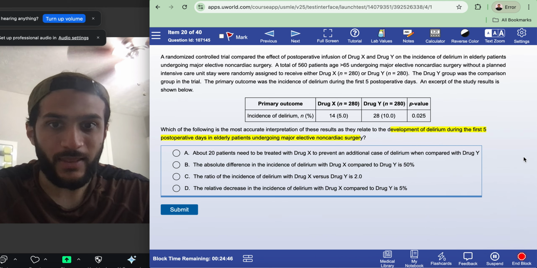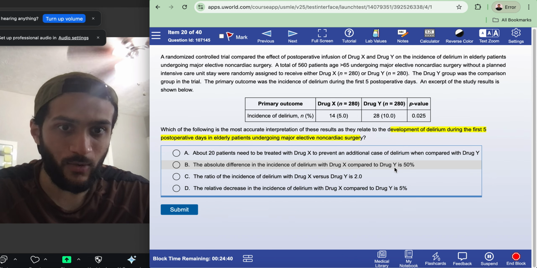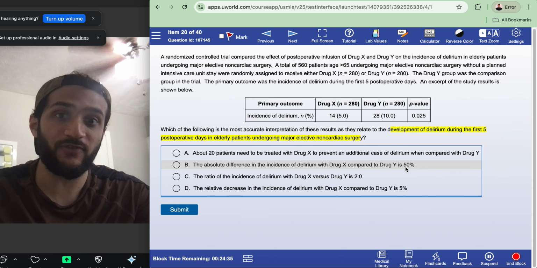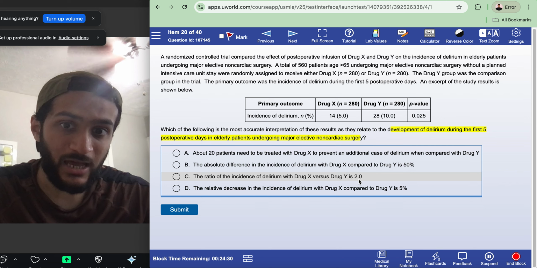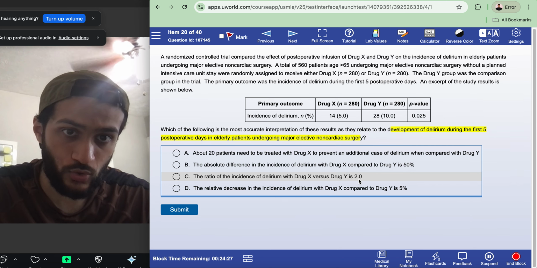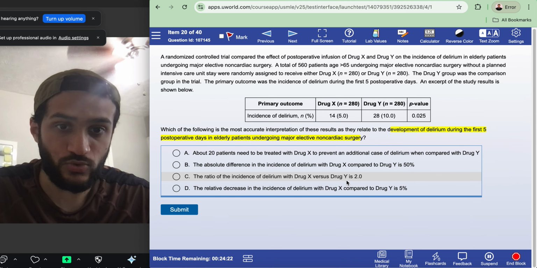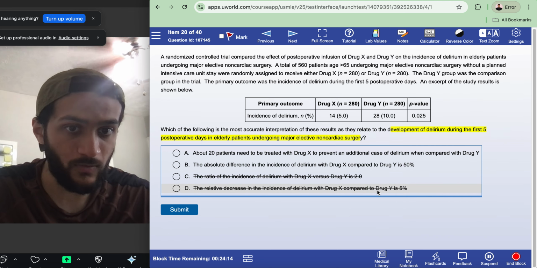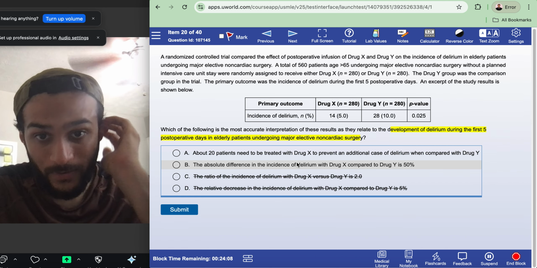Next option: the absolute difference in incidence of delirium with drug X compared to drug Y is 50%. Absolute difference, so absolute risk reduction is 50%. The ratio of incidence of delirium with drug X versus drug Y is 2. No, it's less. The relative decrease in incidence of delirium with drug X compared to drug Y is 5%. No, it's 50%.